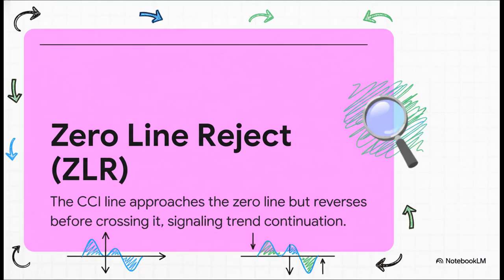First up, we have the zero-line reject, or ZLR. This is hands down one of the most reliable signals in the entire system. It's so simple too. In a clear uptrend, you'll see the CCI pull back towards that zero line, but then it just bounces off it before it can cross. It's a powerful sign that the buyers are still in full control and the trend is likely about to continue.